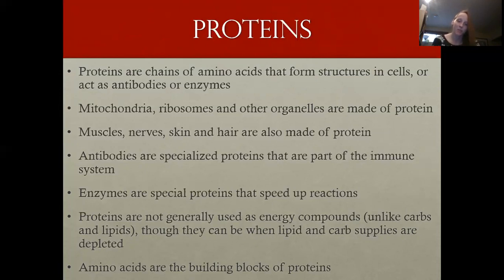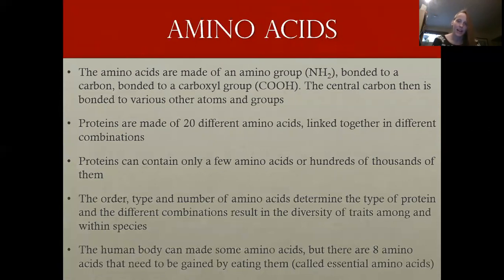Amino acids are the building blocks of proteins. So amino acids are just a molecule that is made up of an amino group bonded to a carbon, bonded to a carboxyl group, which is COOH, and then bonded to some other group, which is called the R group. There are 20 different possible amino acids in the human body. Proteins are just made by linking together these amino acids in different combinations.